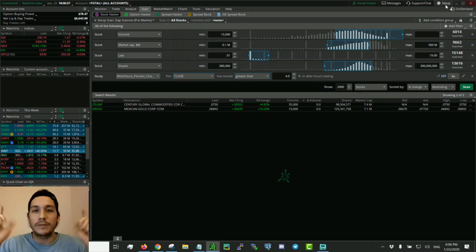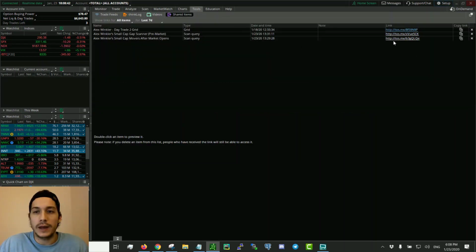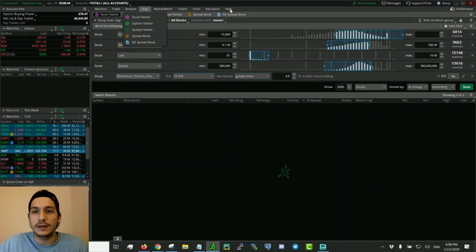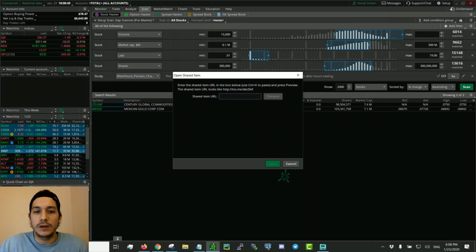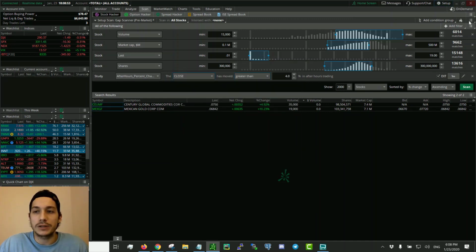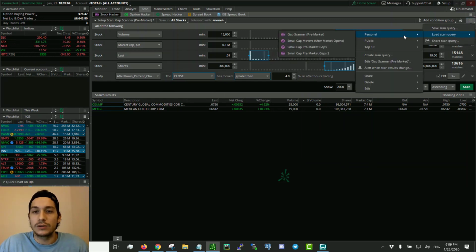And onto the fun part, you guys probably already noticed in my pinned comment below, there are 2 links there, and those 2 links are links to the scanner to import. And all you have to do to enter my shared links is you go to setup, and then you say open shared item. You put that shared item in here, and then you're going to see that as an option. So next time you go to load scan query, you should be able to see the new gap scanner here.